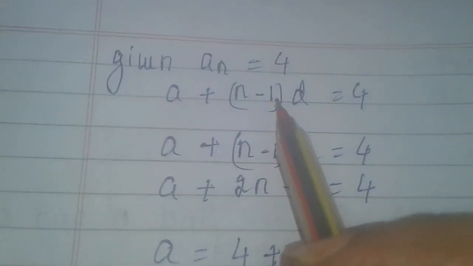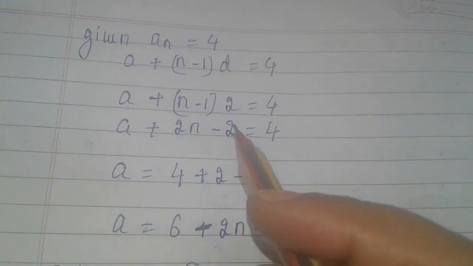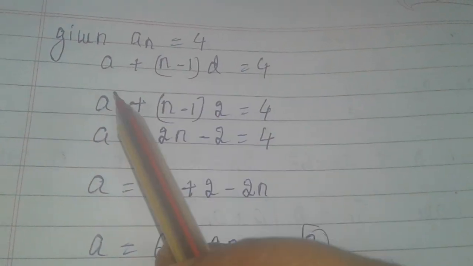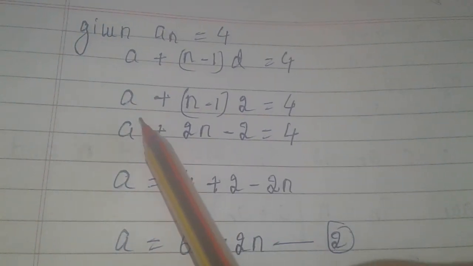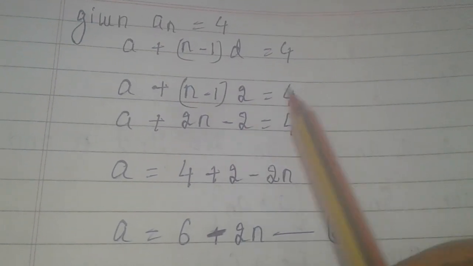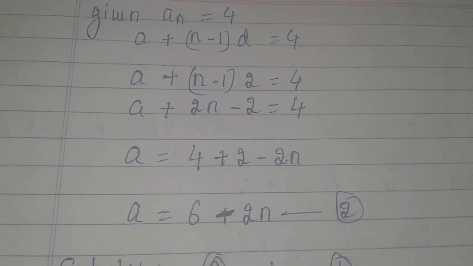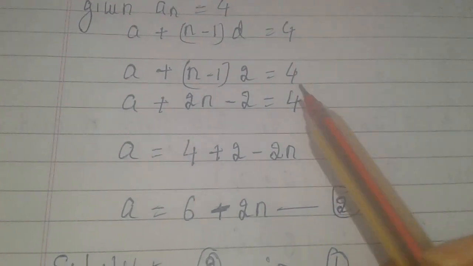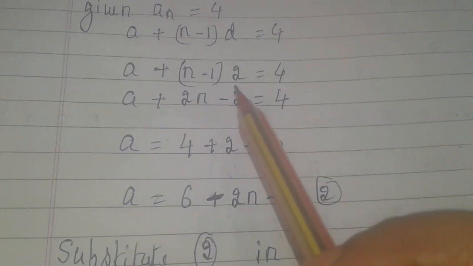What do I have to find here? Given an is 4, with the help of this I can substitute in the previous statement. An is 4, expand: a plus (n minus 1) into d equals 4. So a plus (n minus 1) into 2 equals 4. Now multiply. Be careful, children, in simplification. This is the main concept in arithmetic progression. You have to simplify correctly, then only you will get the correct answer.